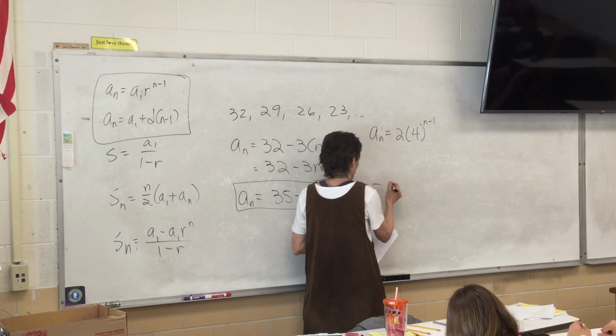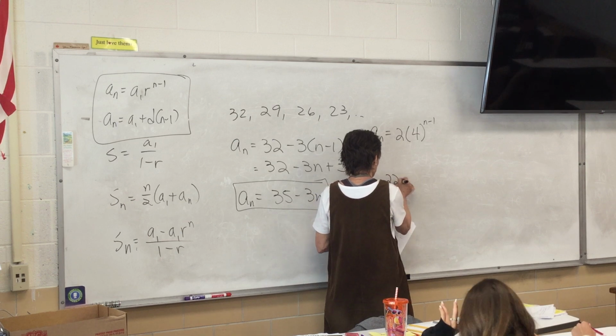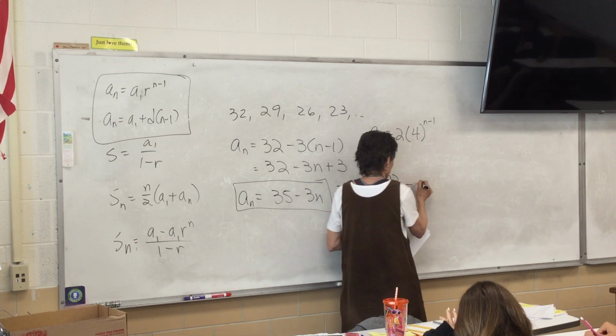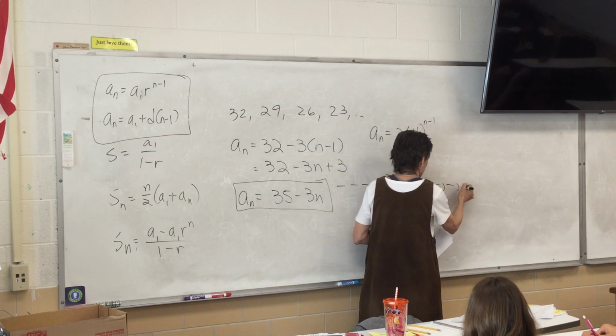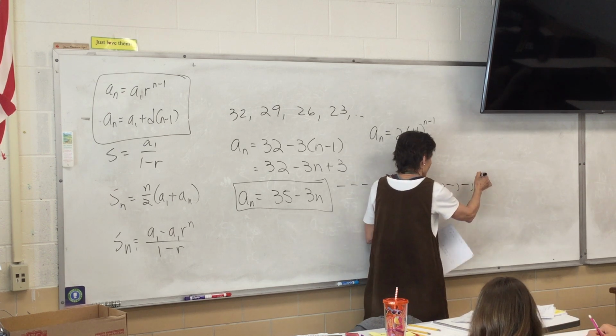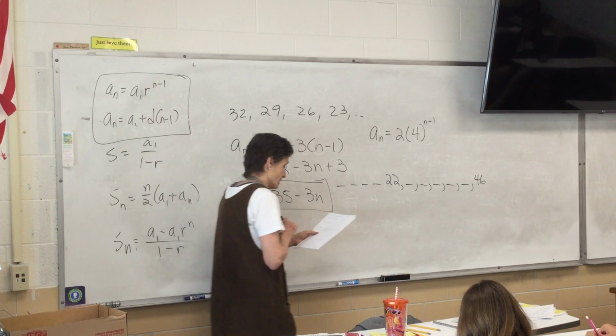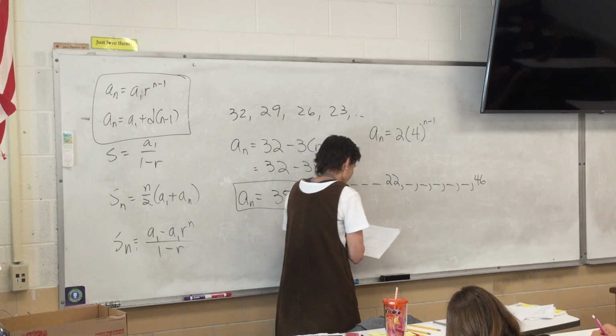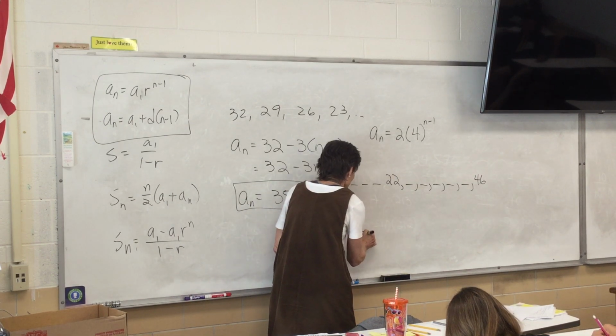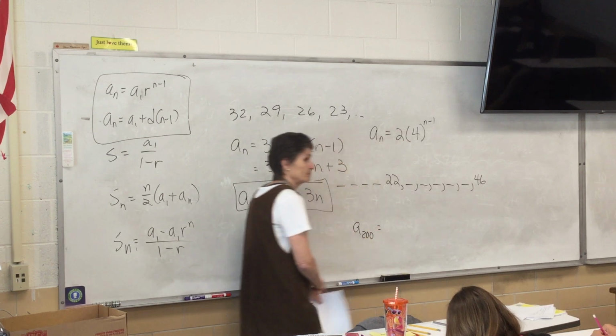1, 2, 3, 4. The fifth term is 22. 6, 7, 8, 9, 10, and the 11th term is 46. And you are finding the 200th term.